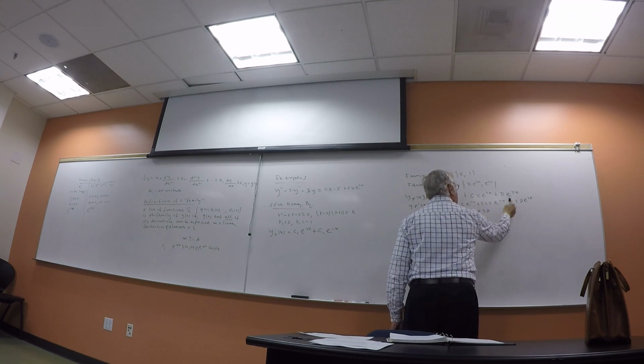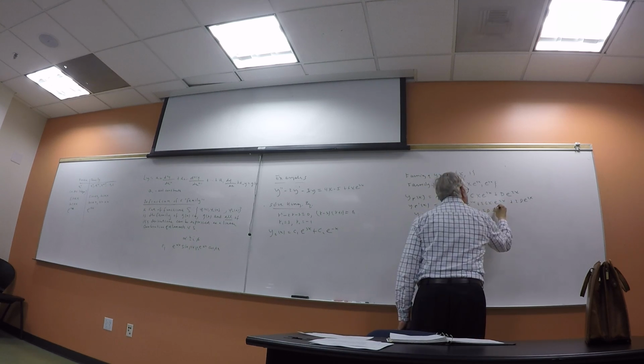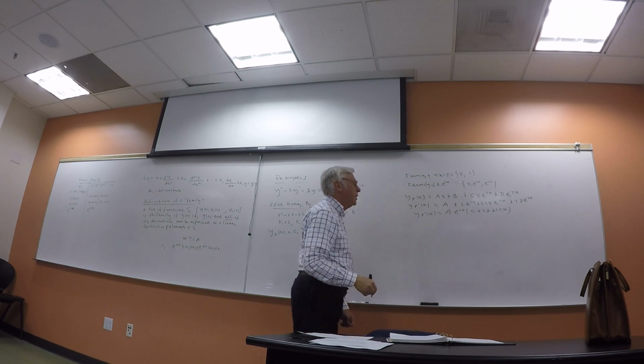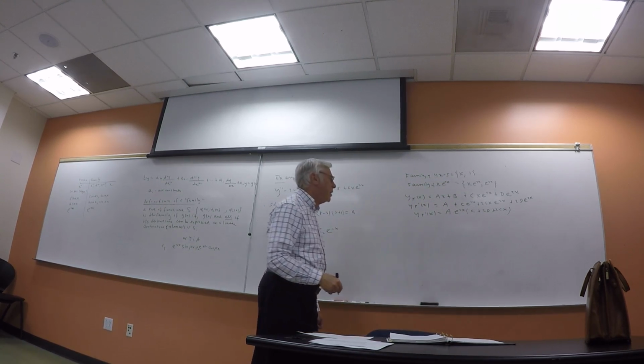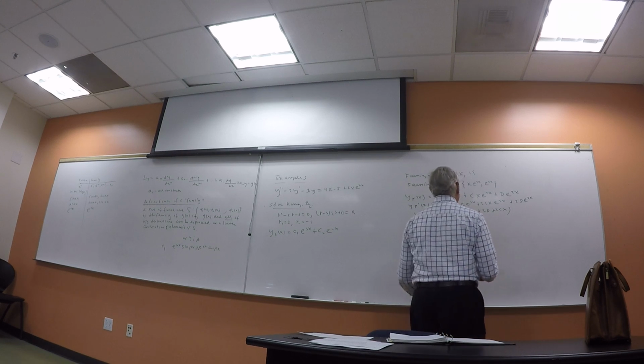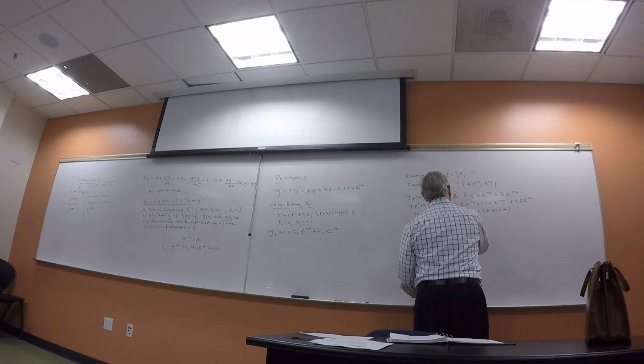Here, plus 2cx. Okay? I think I should check all this. Okay. A plus between the a and the e to the 2x. Yes. Looks like it's multiplying.